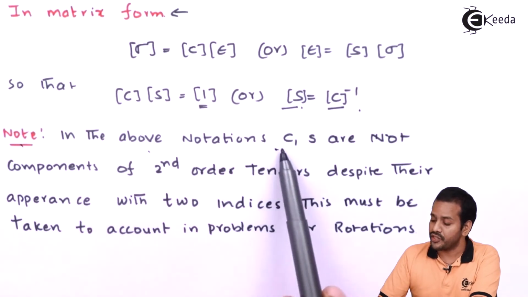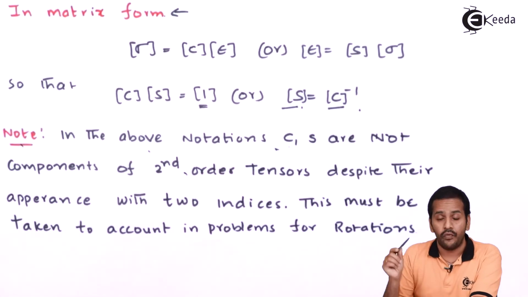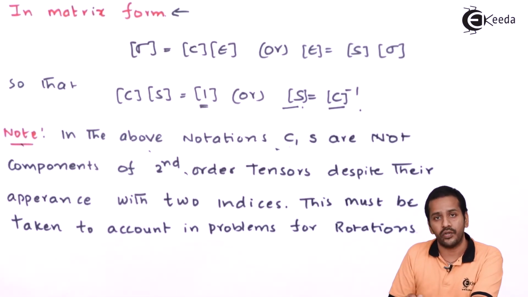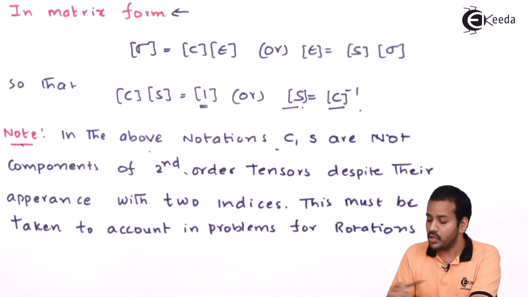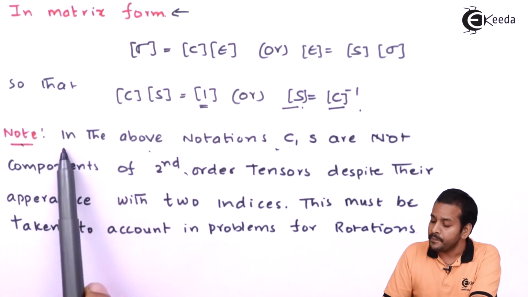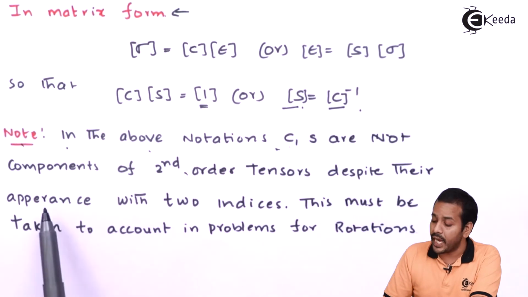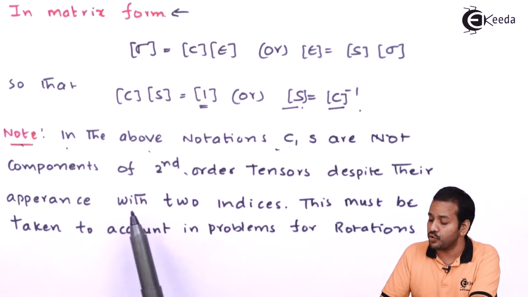Note, in the above notations, C and S are not the components of the second order tensors. Remember, we have reduced the notation. We have used the reduced notation. So that doesn't mean that C and S nature are changed to second order tensors. C and S are always fourth order tensors, but we have used the reduced notation. So in the above notation, C and S are not the components of the second order tensor, despite their appearance. They look like second order tensors, but they are not. They are always fourth order tensors with two indices.